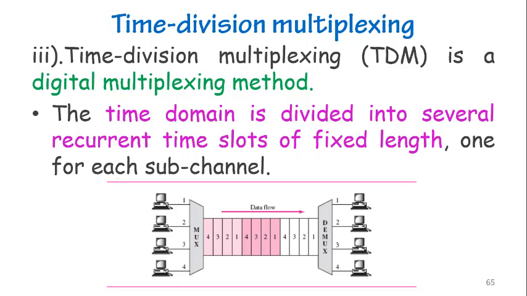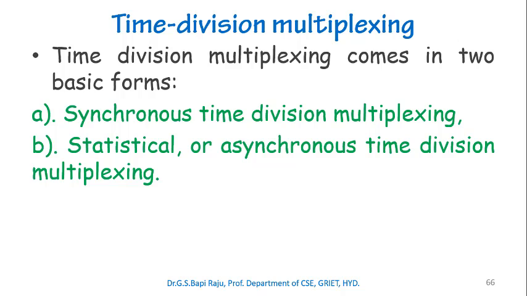Then comes the third category, time division multiplexing, a digital multiplexing method. The time domain is divided into several recurrent time slots of fixed length, one for each subchannel. Time division multiplexing comes in two basic forms: synchronous TDM, and asynchronous TDM or statistical TDM.